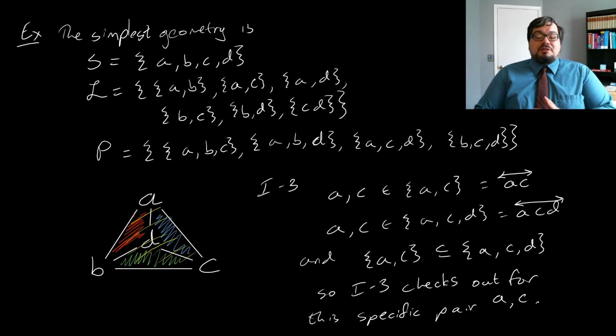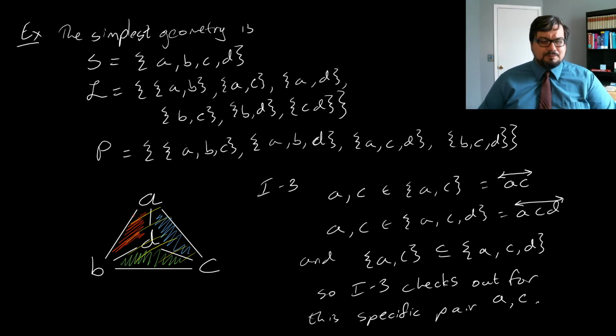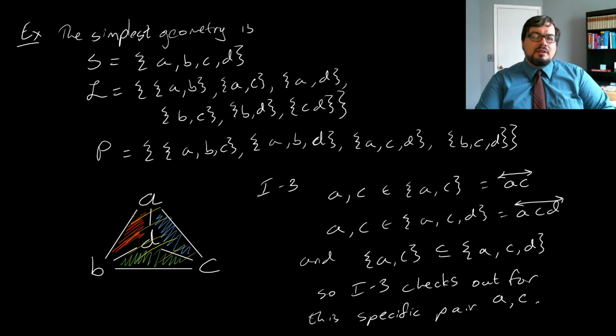Now, of course, if we wanted to properly confirm I3, we would have to go through and check that this holds for all possible pairs of points and lines that they're contained in and planes that they're contained in, which is, of course, quite tedious. But we can check a couple of examples and see that everything is symmetric here. Everything works the same way. So this is the simplest geometry that we can work with.